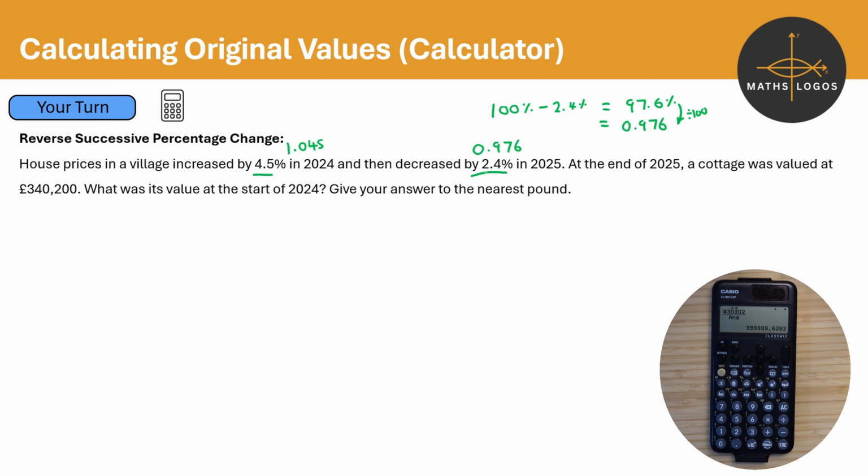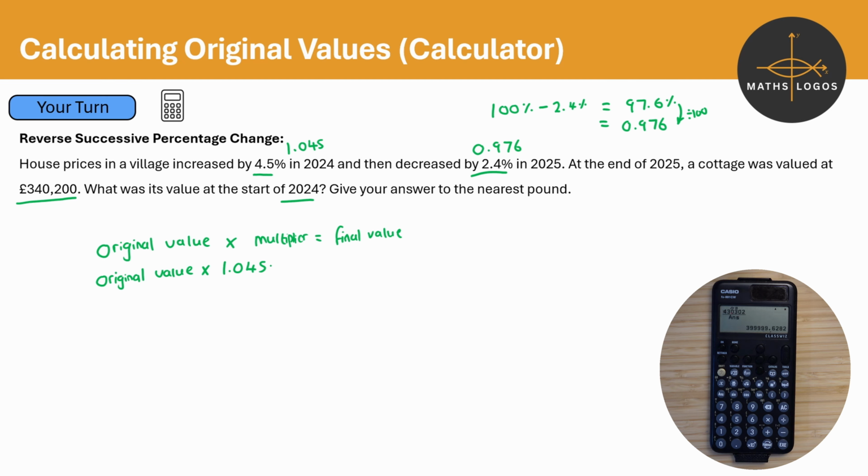At the end of 2025, a cottage was valued at £340,200. What was its value at the start of 2024? We'll write out our formula. Original value multiplied by the multiplier is equal to the final value. And if you can imagine, the house price in the village increased by 1.045. So we took the original value of the house, or it was a cottage actually, and it increased by 4.5%. Well, we said that's equivalent to a 1.045 multiplier.